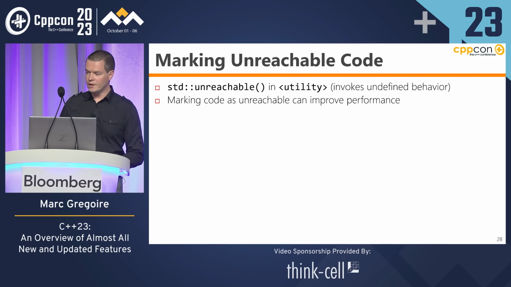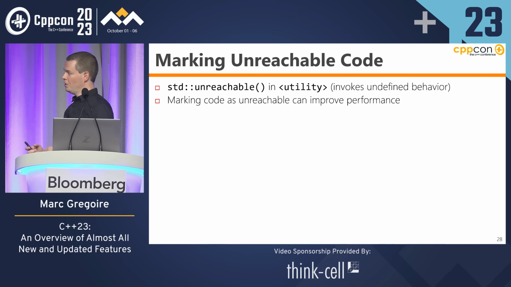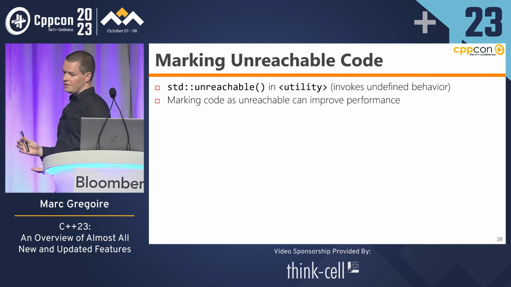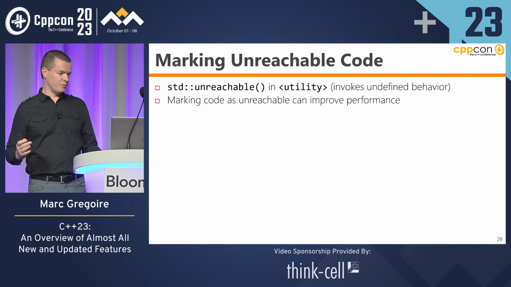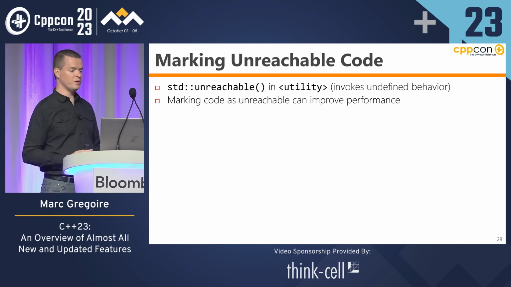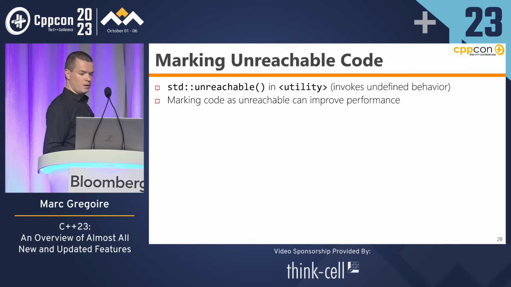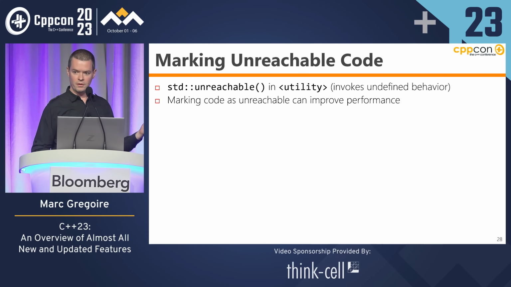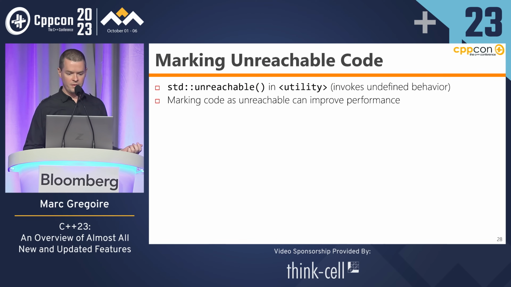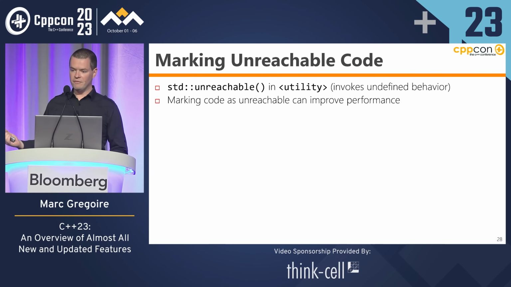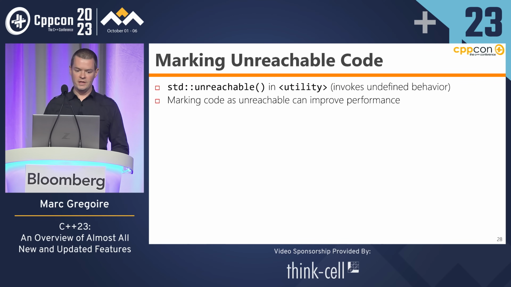Another interesting one is that it's now possible to mark a location in your source code as unreachable. For this, you use std::unreachable, defined in <utility>. When you actually do evaluate this at runtime, you are explicitly invoking undefined behavior.